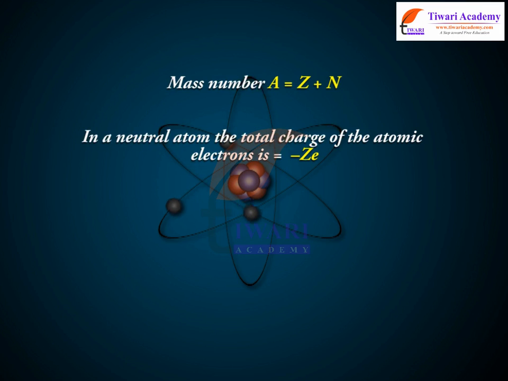Nuclides with the same neutron number N but different atomic number Z are called isotones. For example, mercury-198 and gold-197 are isotones. Both the species have 118 neutrons. Carbon-14 and oxygen-16 are isotones. Both have 8 neutrons.